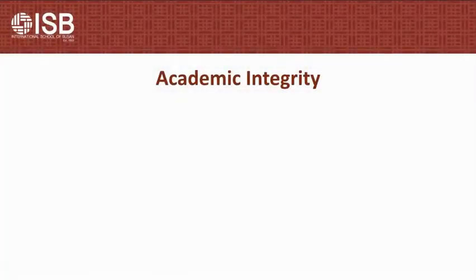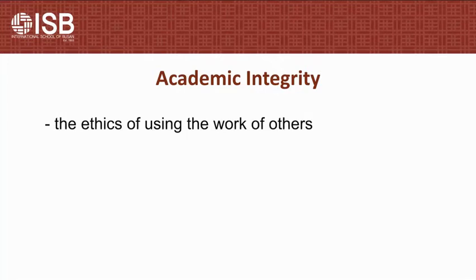The second skill, and this one is really important, is that of academic integrity. It's very easy for students to not understand how important it is, and it is absolutely vital that when they enter university, and indeed as they finish their international baccalaureate diploma, that they understand the importance of this part of their work. They need to consider and understand the ethics of using the work of others.